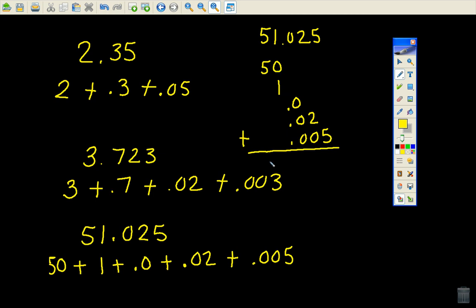And a way to check yourself is to add those together. Well, 50 plus 1 is my whole number. So there's 51. Drop my little decimal down. No tenths, 200ths, and 5,000ths. You'll have a lot of practice with all 3 of these forms, especially this expanded form in class.